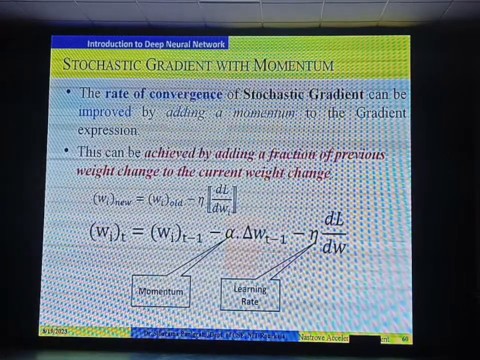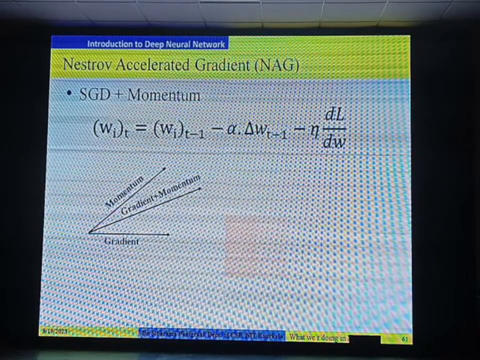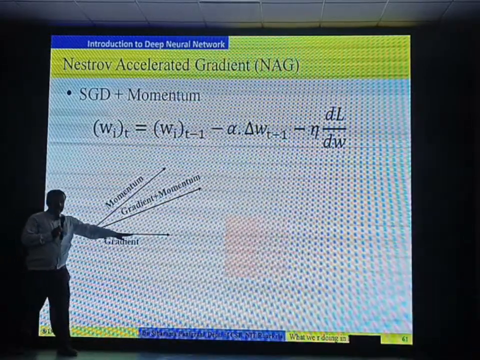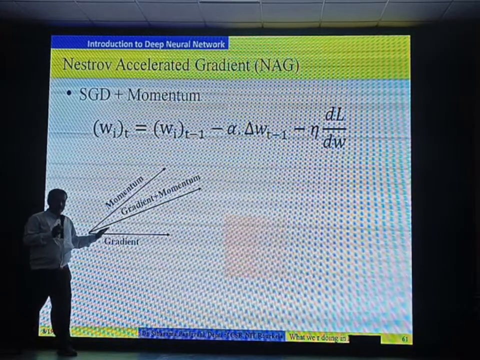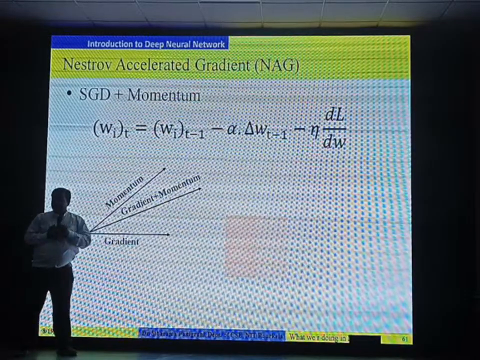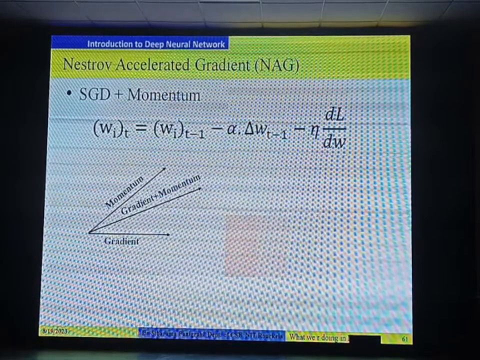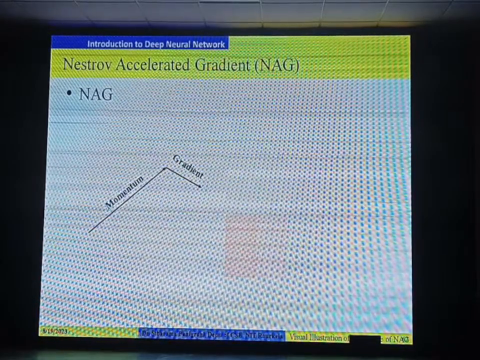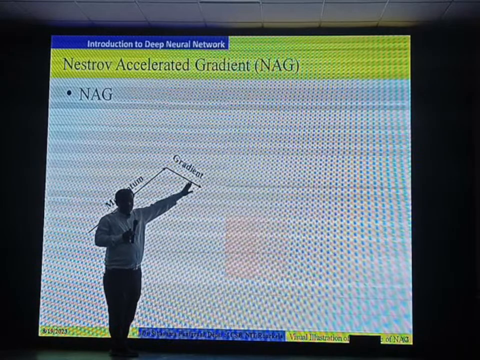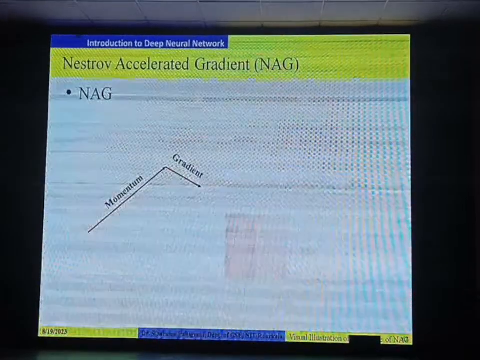But in Nesterov accelerated gradient, what will we have? You see, this is stochastic gradient descent with momentum. We are adding a momentum term and a gradient term. If you know the law of parallelogram of vectors, we are actually going in this direction. But in Nesterov accelerated gradient descent, what different thing have they done? First they will add the momentum, then they will add the gradient. Previously they were directly adding the momentum and the gradient.